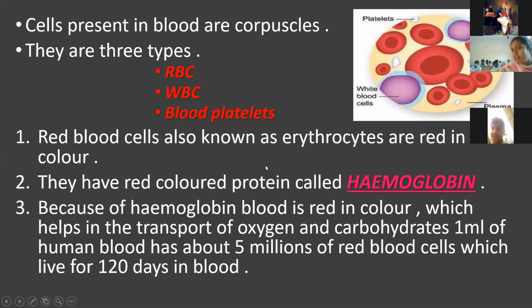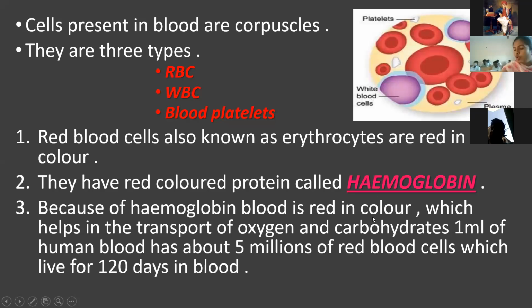The red blood cells are also called erythrocytes. They are red in color because they have a red color protein called hemoglobin. Because of hemoglobin, blood is red in color, and it helps to transport oxygen and carbohydrates.